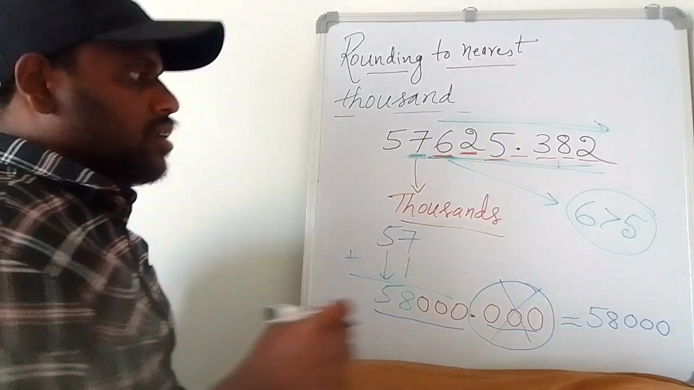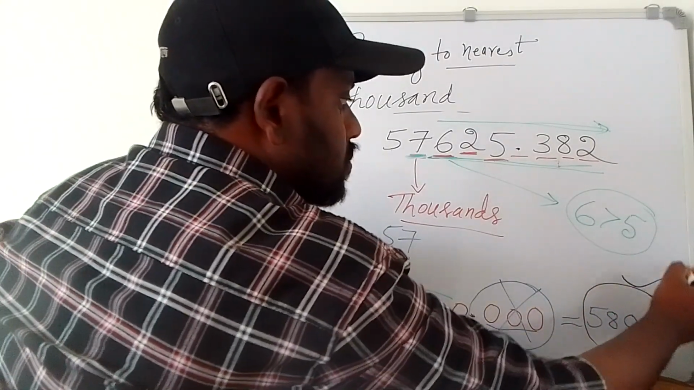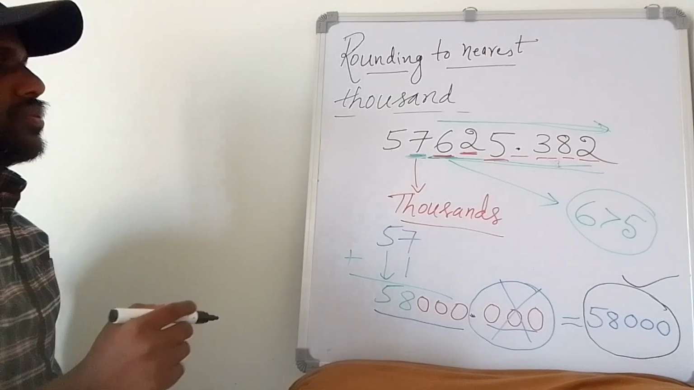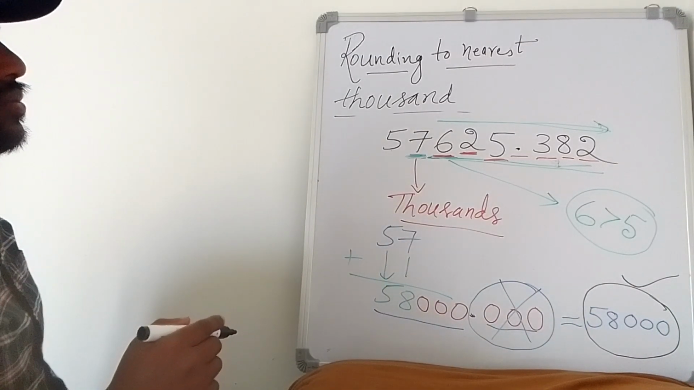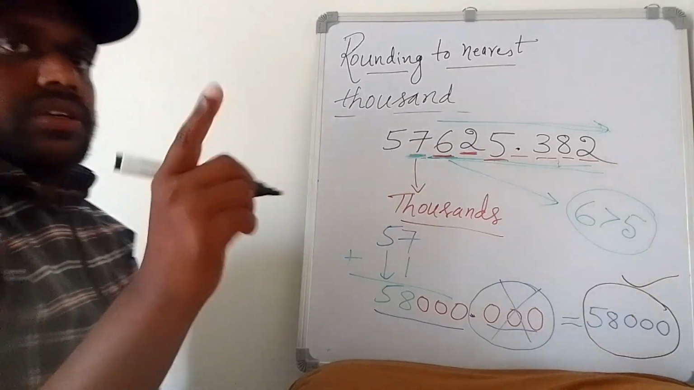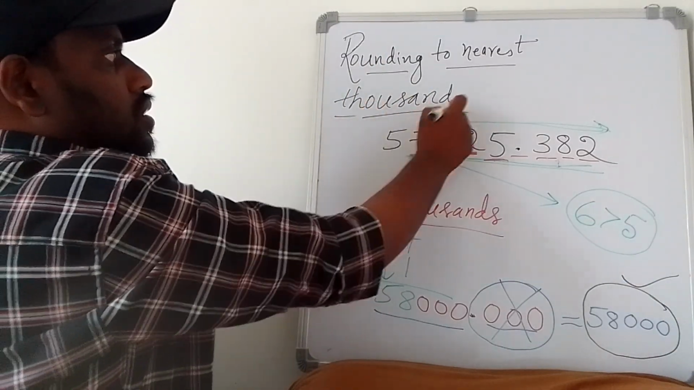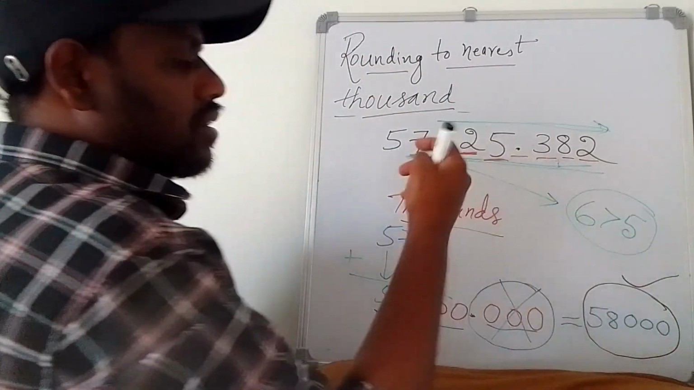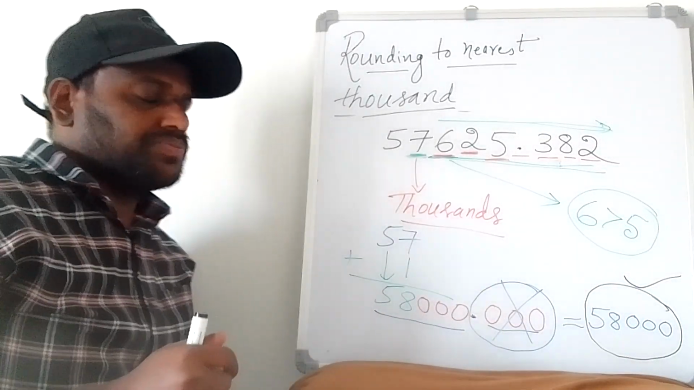Okay. Now this is the answer, 58,000. See, when this decimal number is rounded to the nearest 1000, we will get this as the answer. I mean 58,000 is the answer.